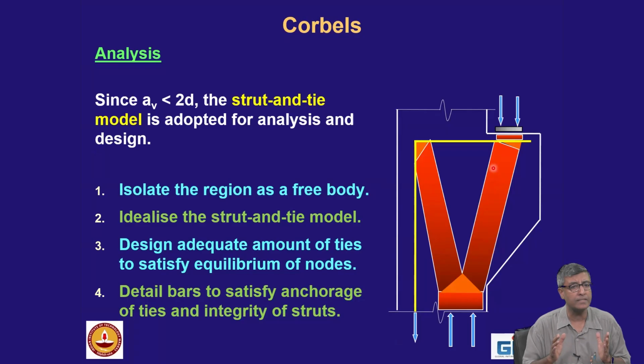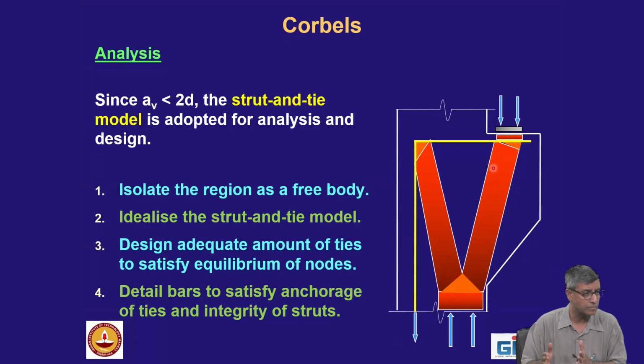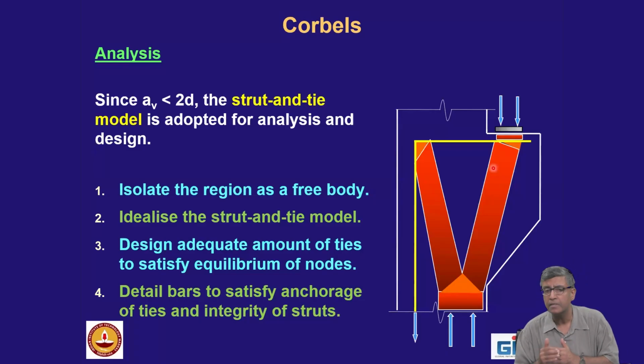First, you have to isolate this region, which is a disturbed region in terms of the strain distribution. As a free body, idealize the strut and tie model. Now, there are these days topology-based optimization principles, but for conventional things, we can guess. Okay. Design an adequate amount of ties to satisfy the equilibrium of the nodes. That is, now we try to make this a deterministic truss model.